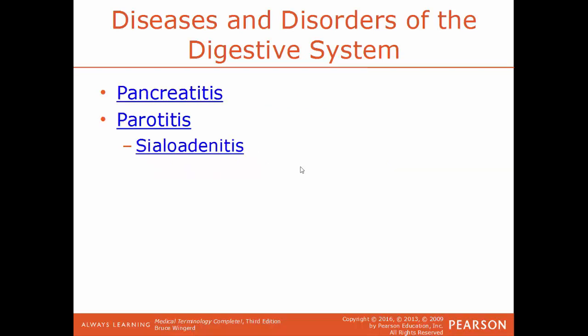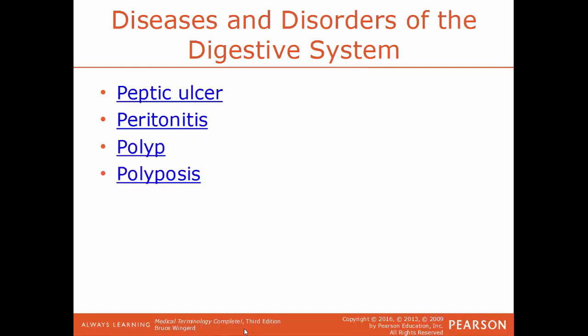Pancreatitis, inflammation of the pancreas. Parotitis is the inflammation of the parotid glands. It's also another term for the mumps. So that would be the inflammation of just the parotid glands, which is an example of a salivary gland. And a general term used for the inflammation of a salivary gland is our next term, sialoadenitis. Peptic ulcer is having an ulcer or a lesion within the lining of the digestive tract. It usually occurs within either the stomach or the duodenum.